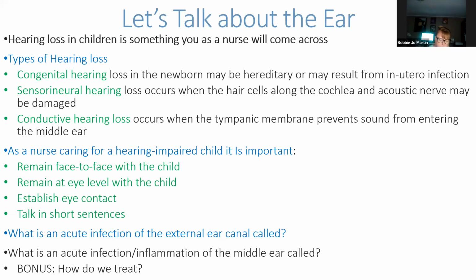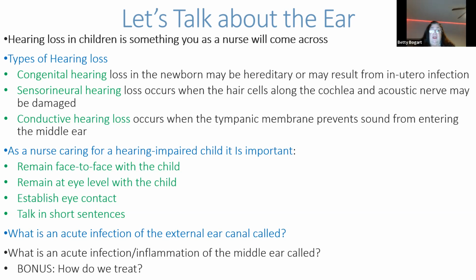Sensorineural hearing loss has to do with the cells of the cochlea and the acoustic nerve, and they're damaged. So they need to have those repaired to be able to hear. Ever hear of cochlear implants? That can help them hear. Conductive hearing loss is when the tympanic membrane doesn't allow sound to go to the middle ear, and then you can't hear it.